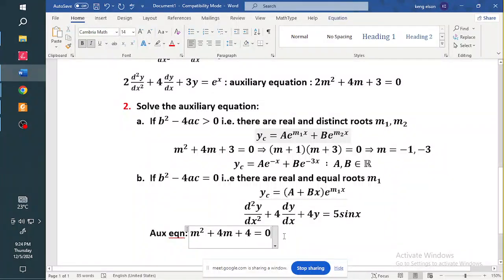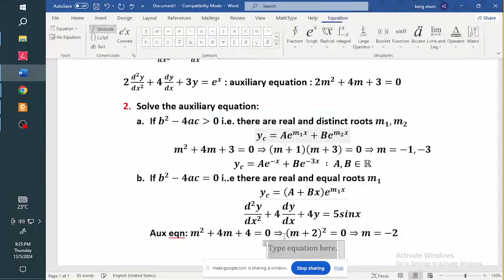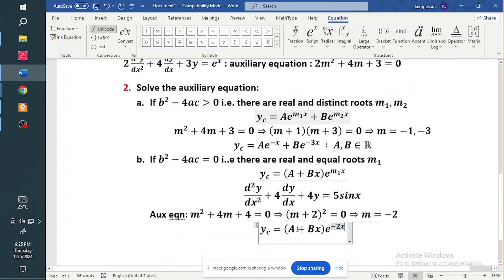Therefore we just have to solve for the value of m. Now realize that the left hand side is just (m plus 2) all squared equal to 0. So we are going to have just one value of m equal to -2. So the complementary function is going to be (a plus bx) times e raised to the power -2x, because that is our root.